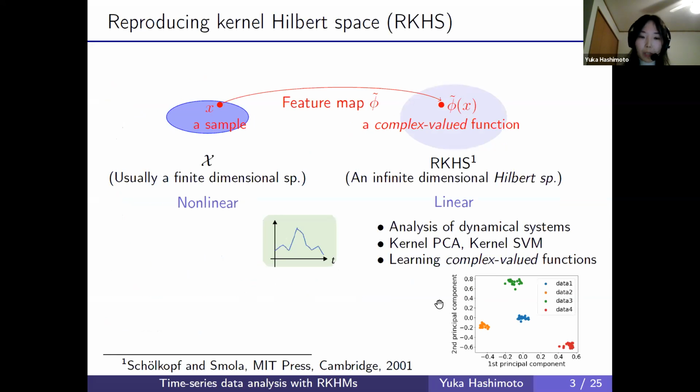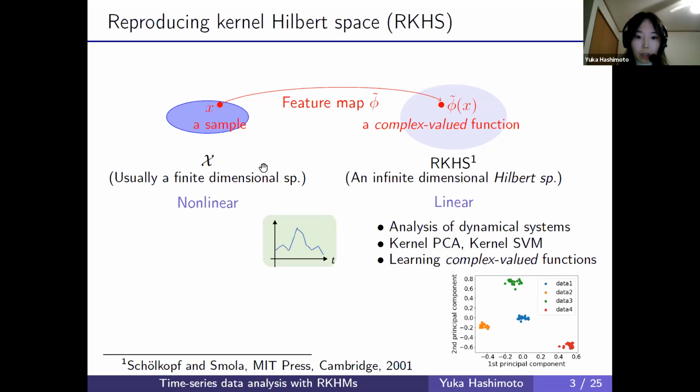First, we begin with a brief introduction of the motivation of our research. Reproducing kernel Hilbert space, RKHS, has been actively researched for data analysis. In this framework, a sample x is transformed into a complex valued function through a map called feature map. Here we denote this feature map as phi tilde. The space spanned by this complex valued function, phi tilde x, is called reproducing kernel Hilbert space.